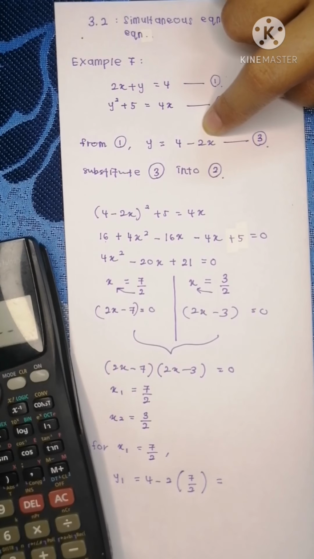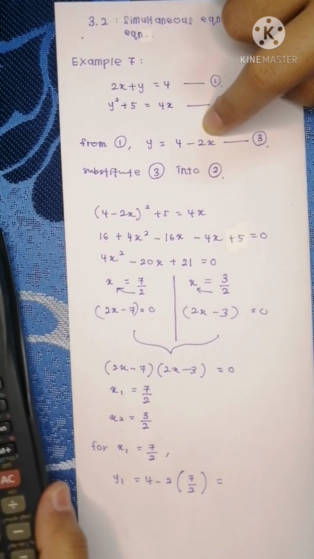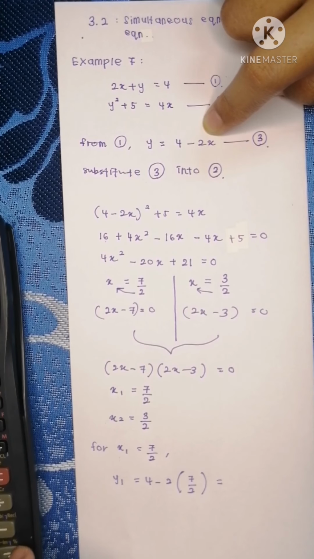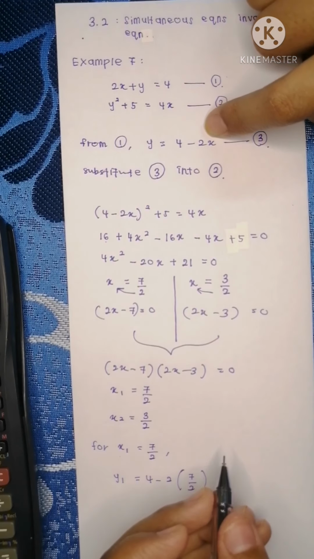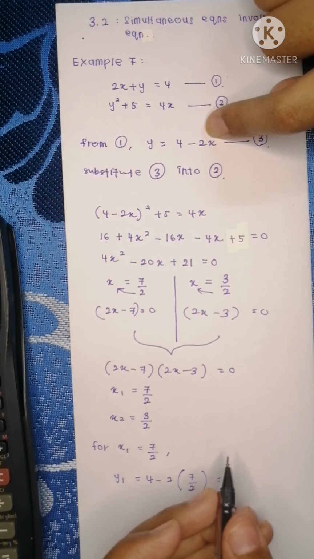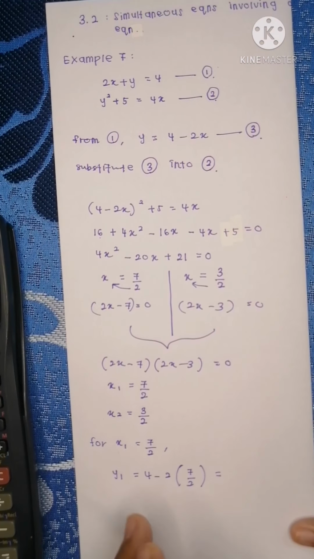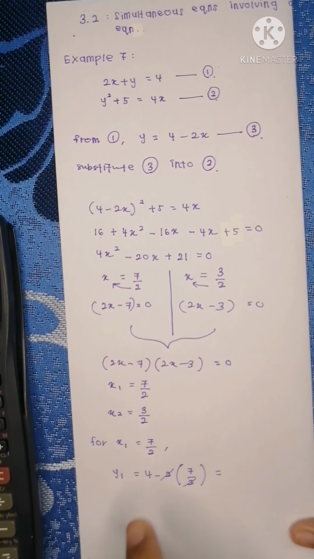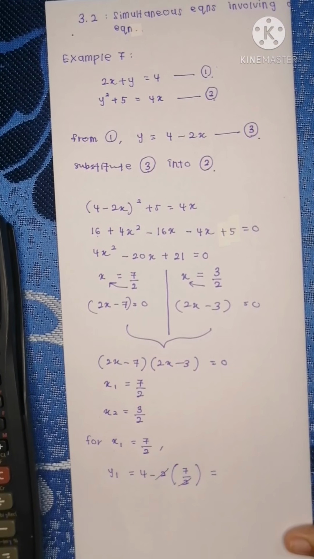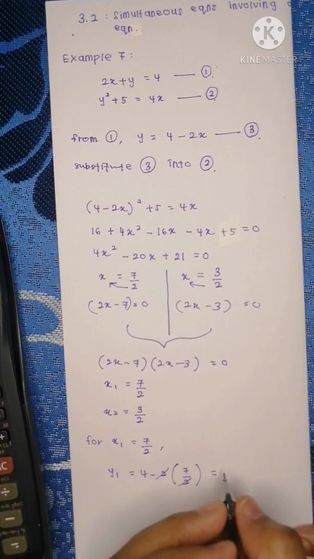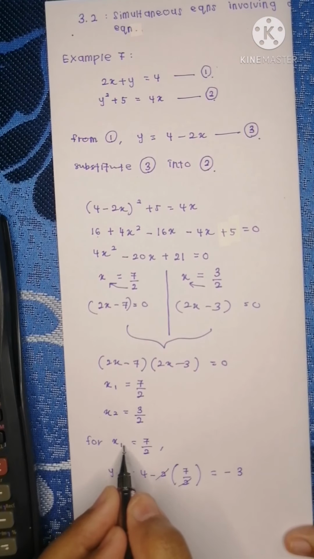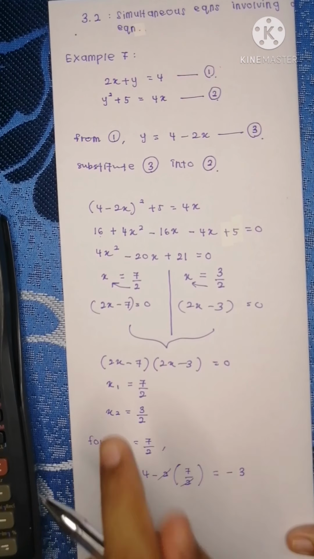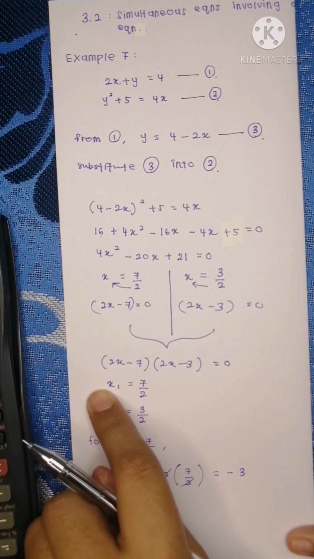So 4 minus 7, we got 4 minus, we got -10. Okay, sorry. Okay, so y is 4 minus 2x. Okay, sorry, this one. 4 minus 7 lah. So 4 minus 7, -3. Okay, for x1 equal to 7/2, y1 will become -3. This one for the first value of the unknown x.